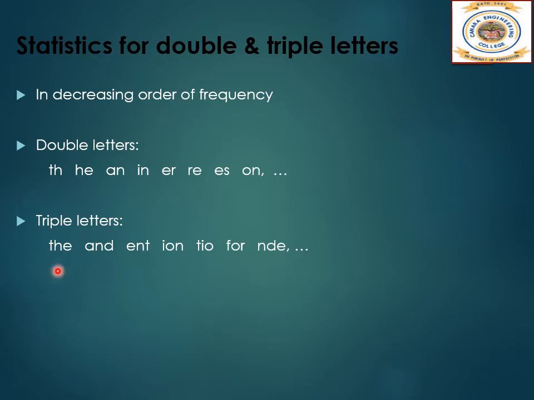Triple letters. See here, the, and, ent, ion, tio, for, nd. All these are the triple letters which normally are always written together. So if these are repeated in the cipher text, then the opponent or the cryptanalyst can deduce what can be the equivalent of these letters for the given cipher text.